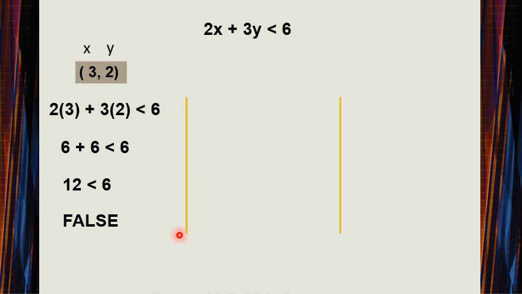Let's have another one. 0 and 0. So this is x and this is y.